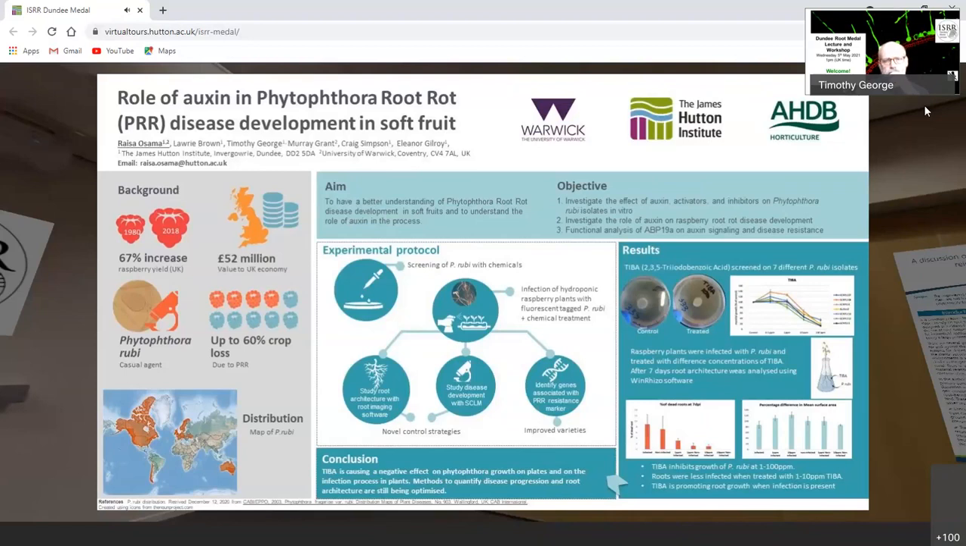It is clear from our results that TIBA is having a negative effect on phytophthora growth and on the entire infection process. Initially, we also observed that TIBA is promoting root growth when the pathogen is present. However, we would like to confirm this observation by doing more reps of the experiment. We are still optimizing the method to quantify disease progression and root architecture.